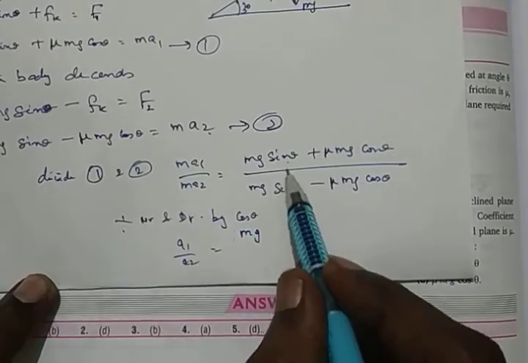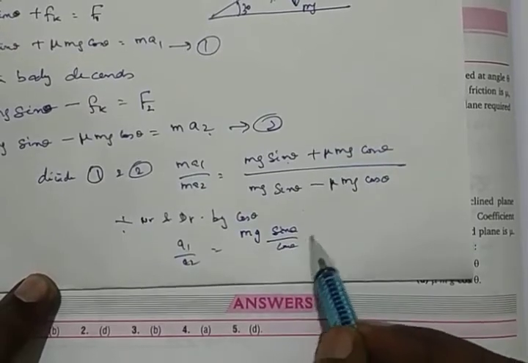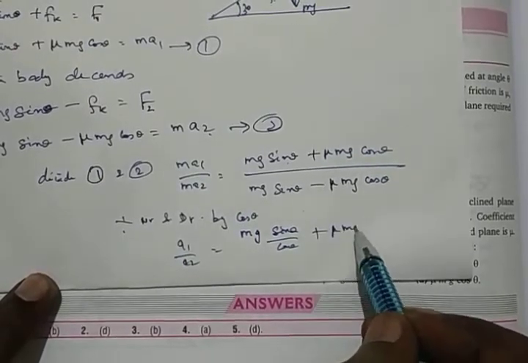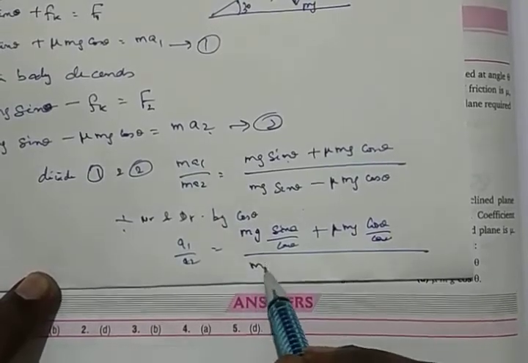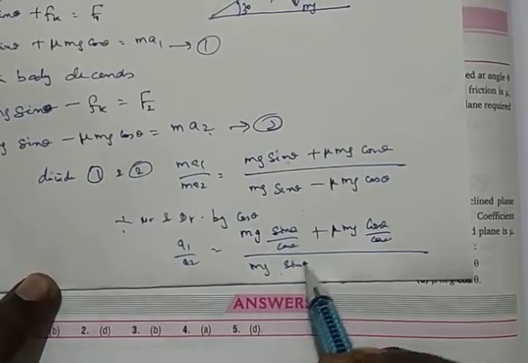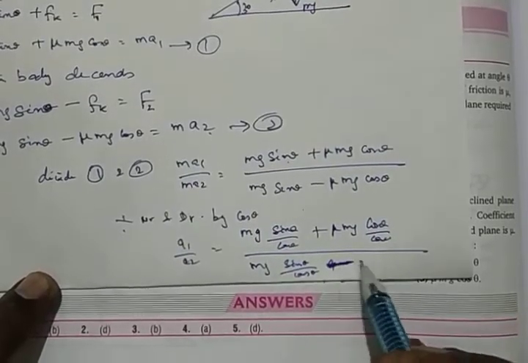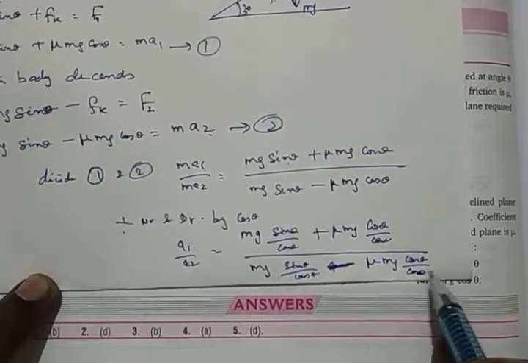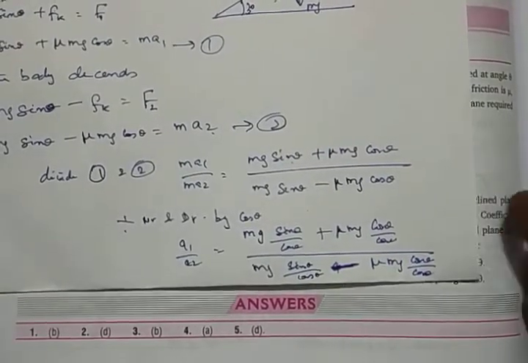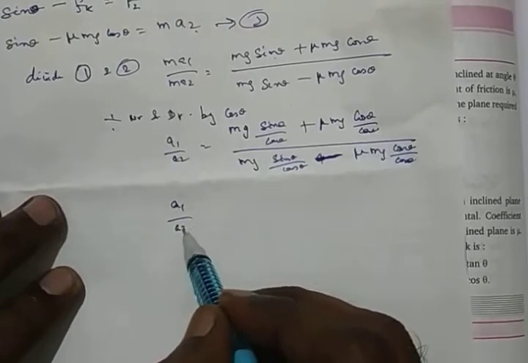So what will happen? Divided by cos theta: sine theta upon cos theta plus mu mg cos theta upon cos theta, divided by mg sine theta upon cos theta, minus mu mg cos theta upon cos theta. So cos theta and sine theta, everywhere it is now substituted. Now how would you finally write a1 upon a2?